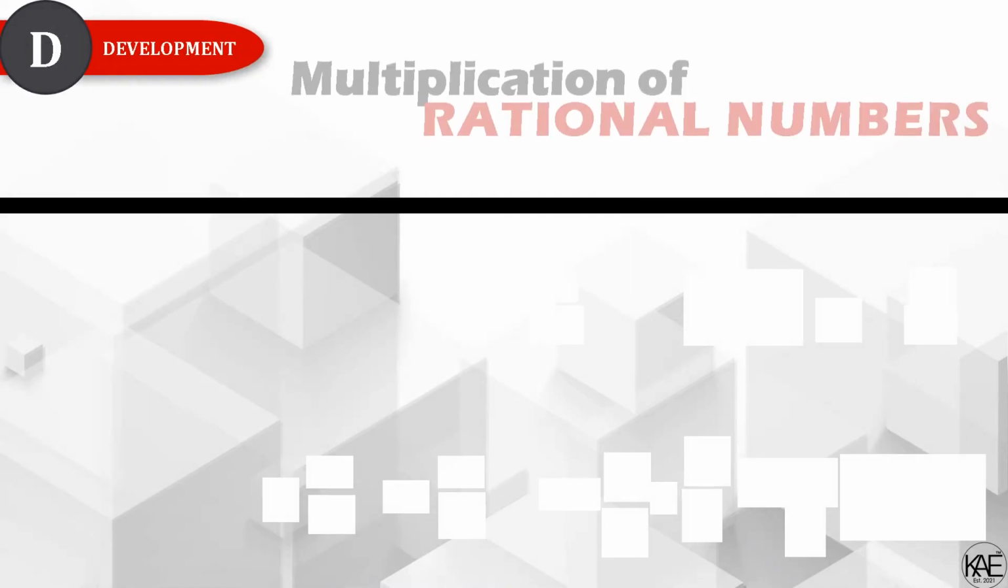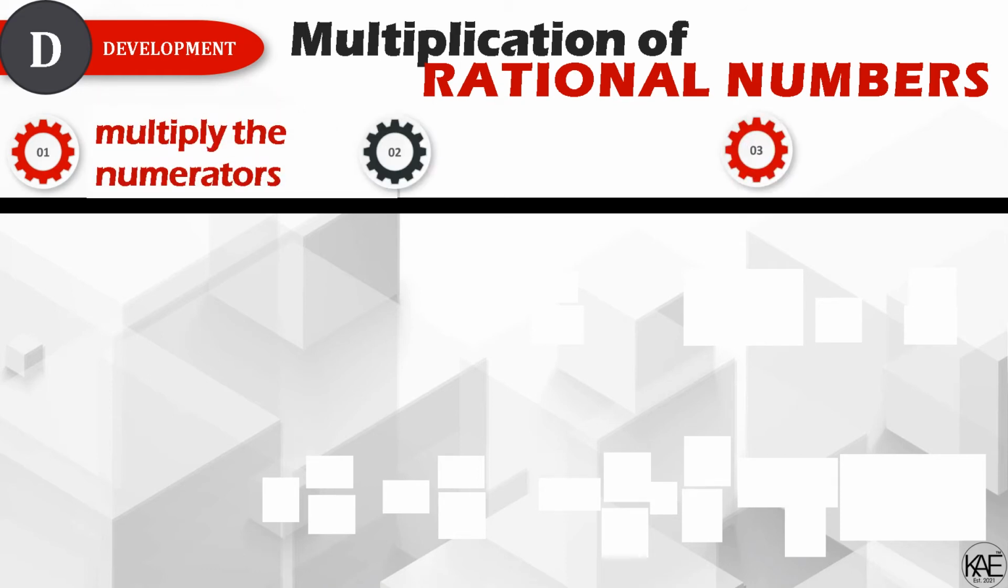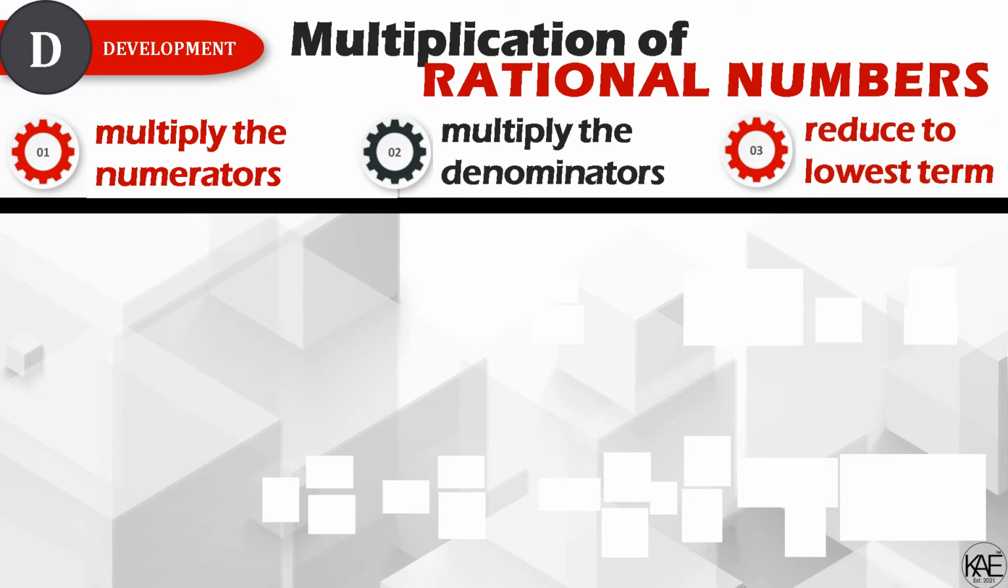Now let us have multiplication of rational numbers with 3 easy steps. First, we multiply the numerators. Second, we multiply the denominators. Then third, we reduce to lowest term if needed.